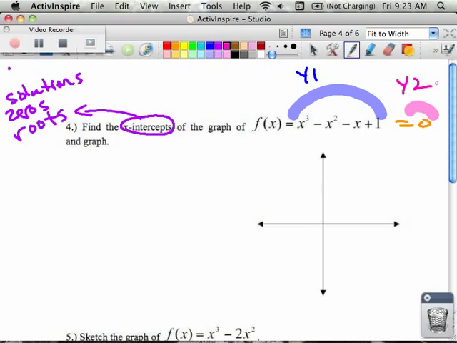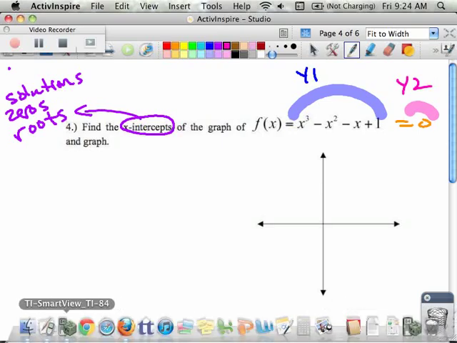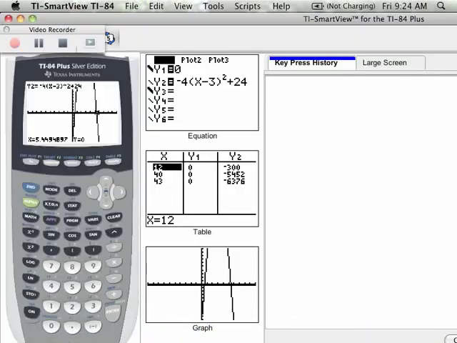So now if I look at that on my calculator, you don't have to do this, I just want to show you, because we've done this in our class before. So let's say I'm going to find one of them. I go into my y equals.